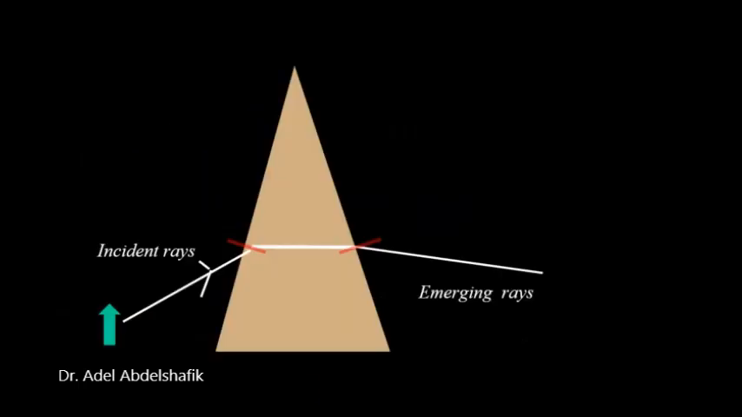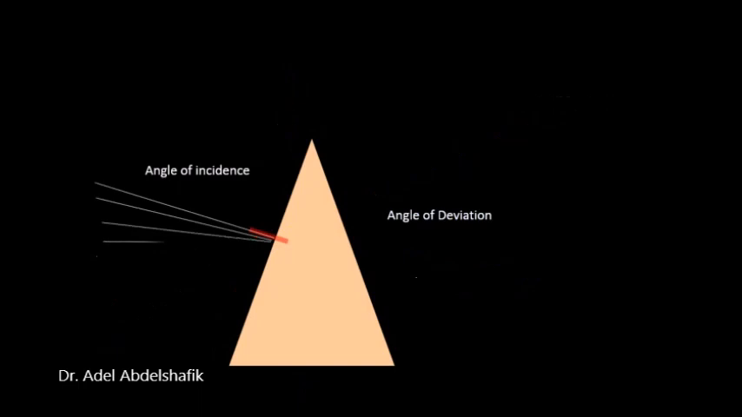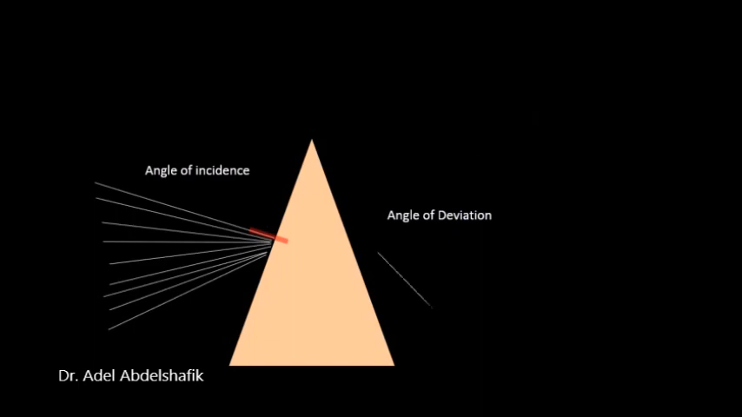If there is no prism, rays would continue on this path. The amount of deviation seen between the original path and the emerging rays is known as the angle of deviation. If the angle of incidence is gradually increased, the amount of deviation will gradually decrease to a certain amount, after which it will increase again.